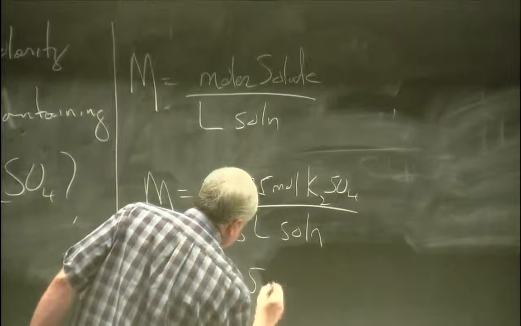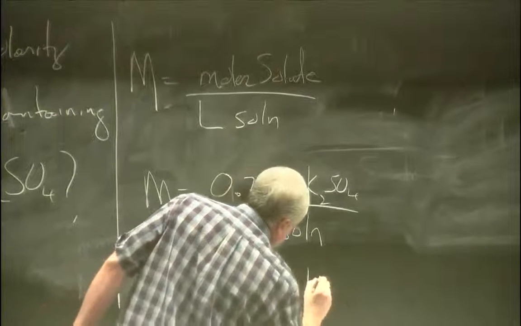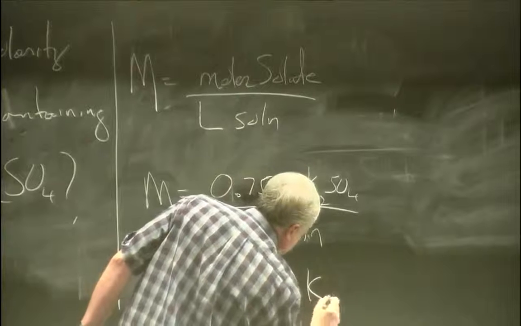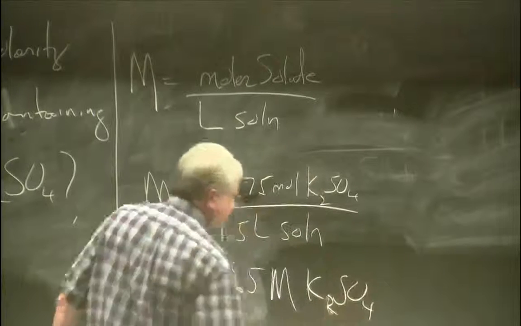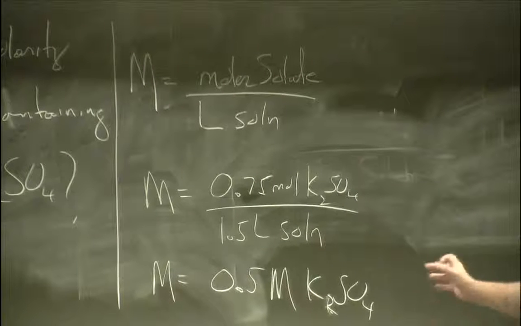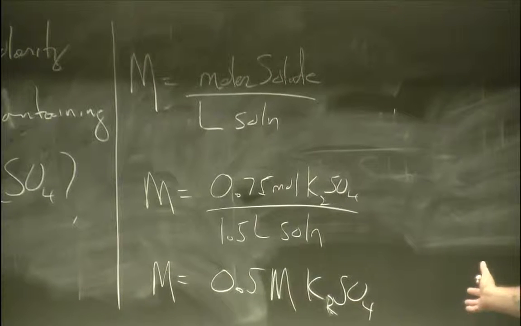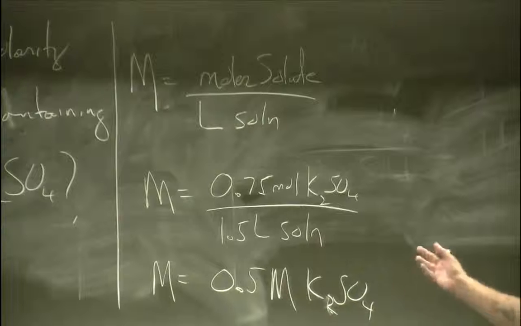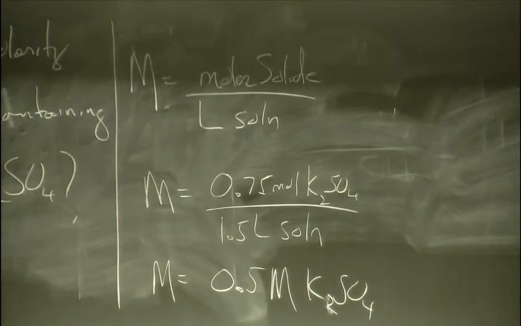0.5. This is how you'd write it. M, and then potassium sulfate. That's how you interpret that. That means the concentration of the potassium sulfate solution is 0.5 moles per liter of solution.